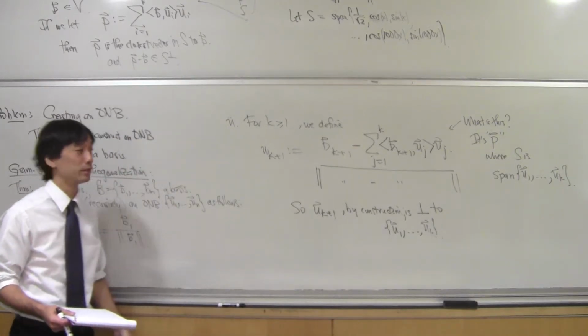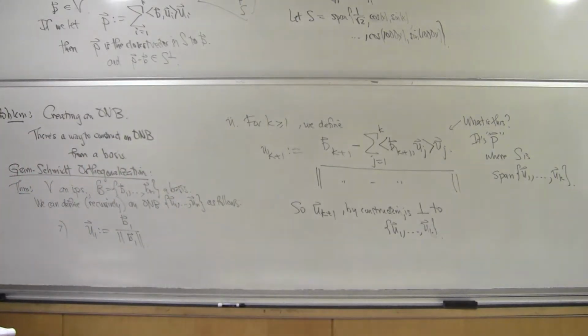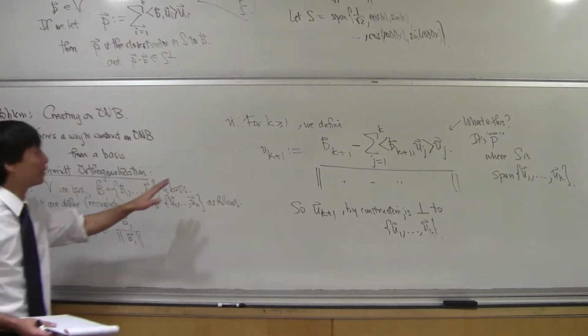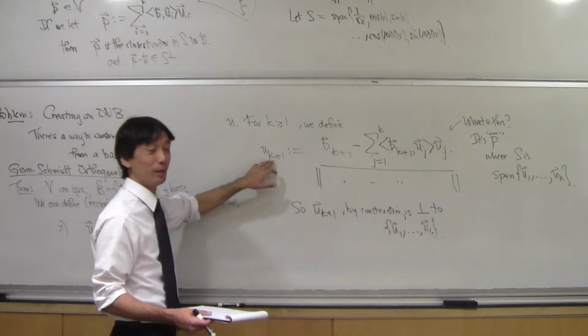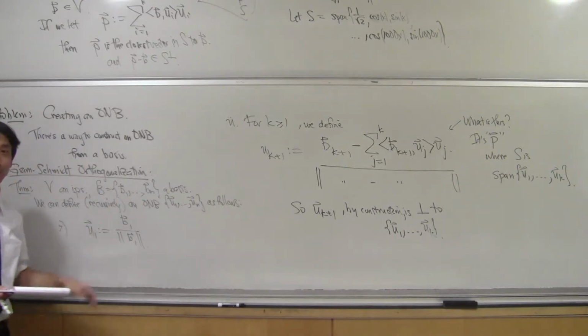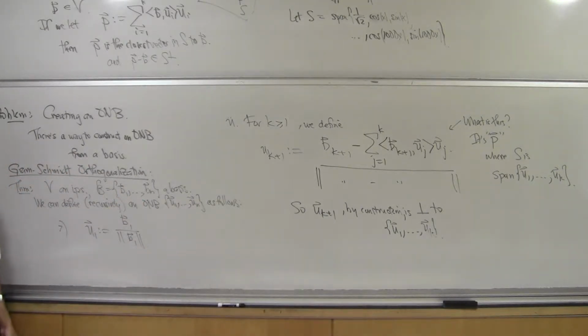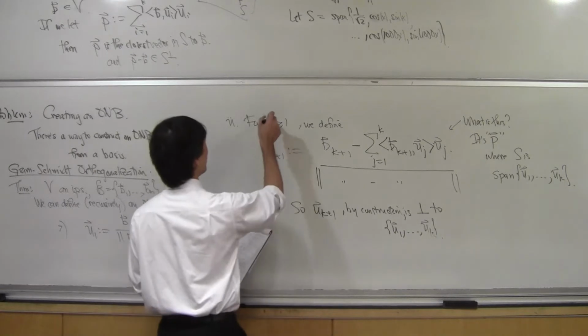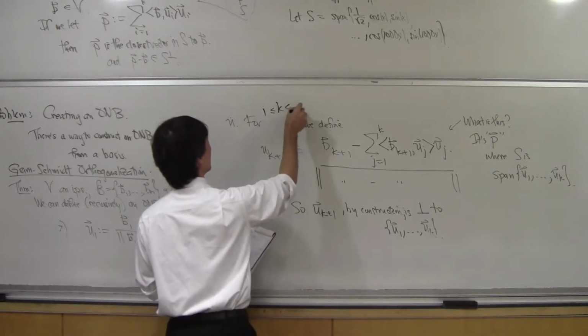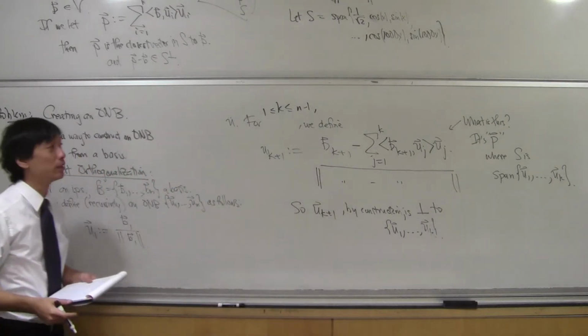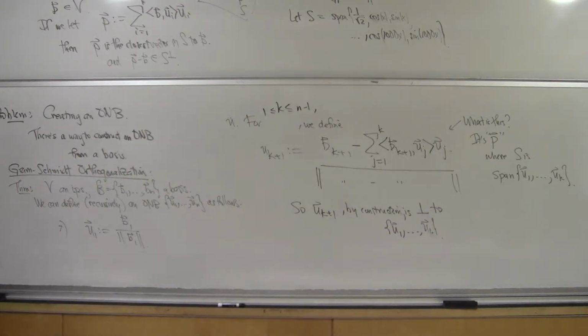Abel? What do you do when k is n? Oh, yeah. That's it. You stop at k equals n minus 1, because there's only n vectors to work with. So for k between 1 and n minus 1. Yeah, we can't keep on going. Yeah, Mariah.